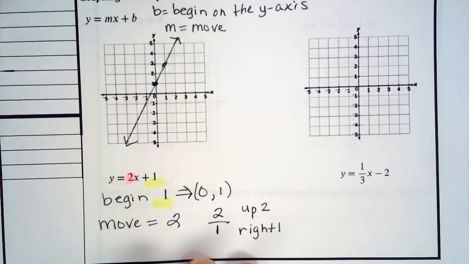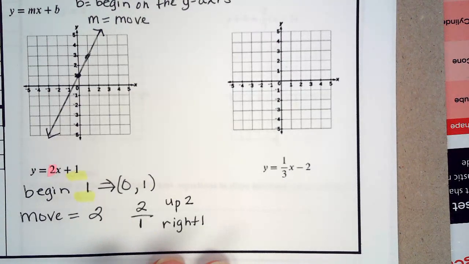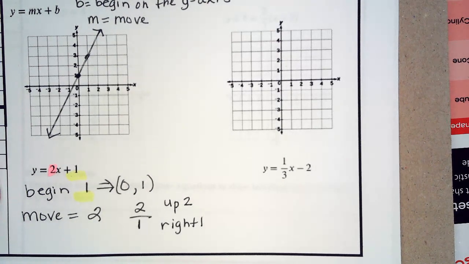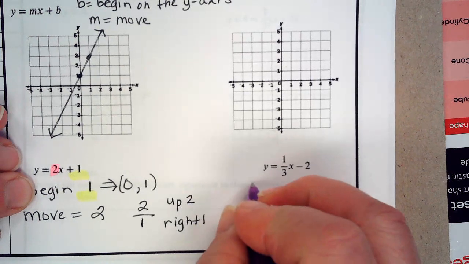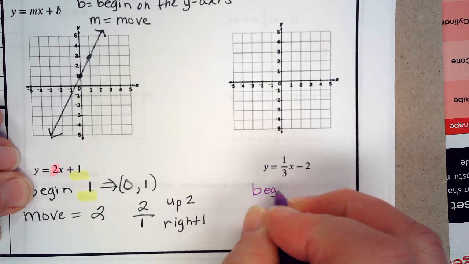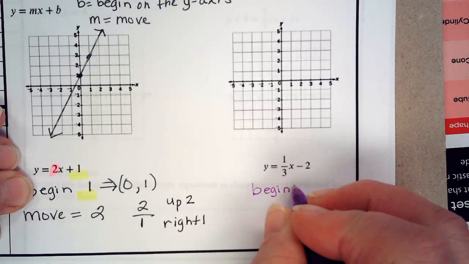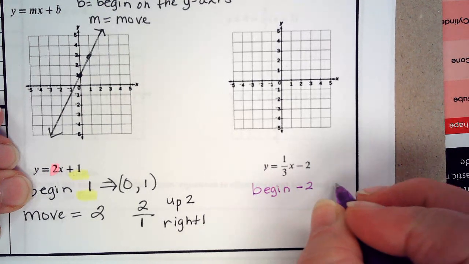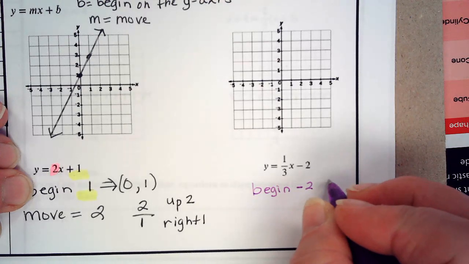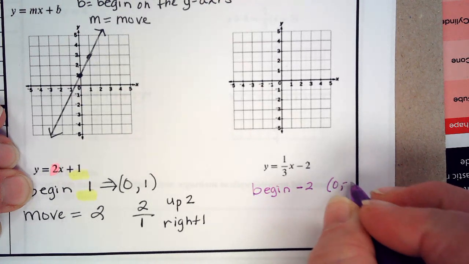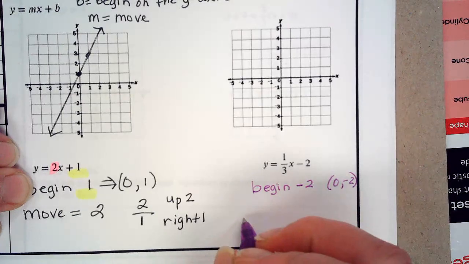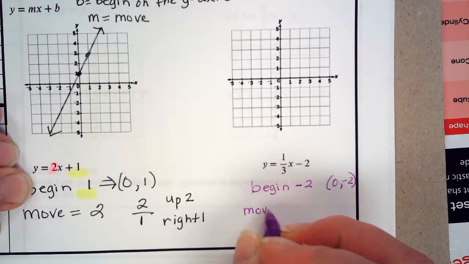Okay, looking at the next one. Where do we begin? Negative 2. That is the point 0, negative 2. How do we move?